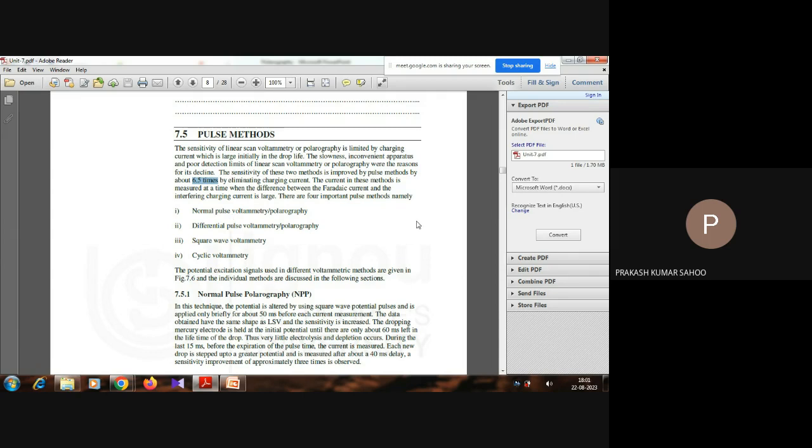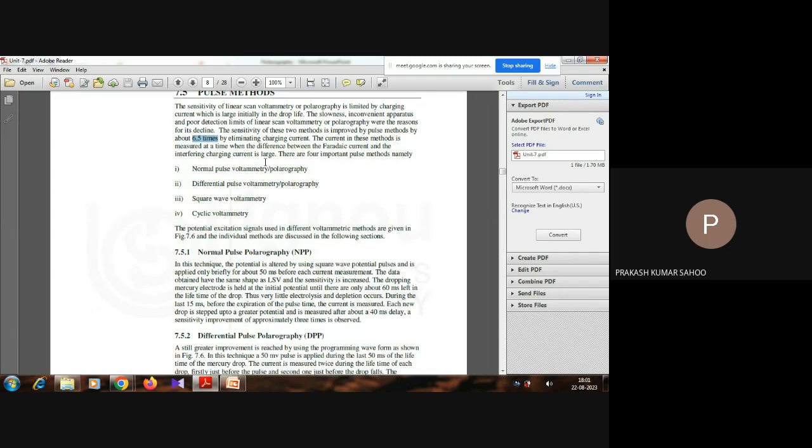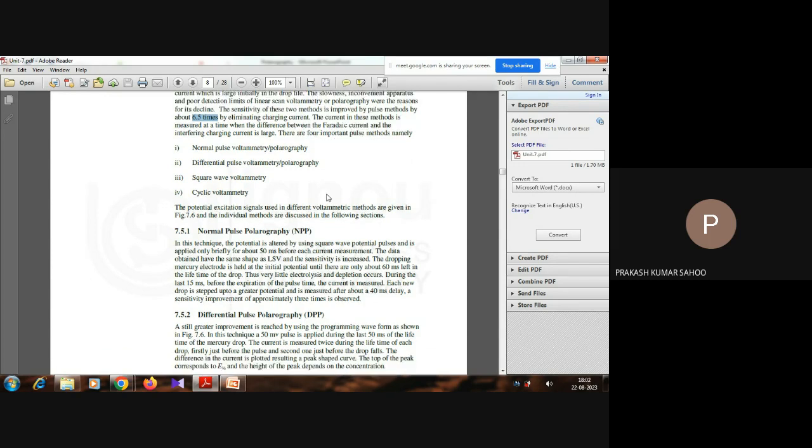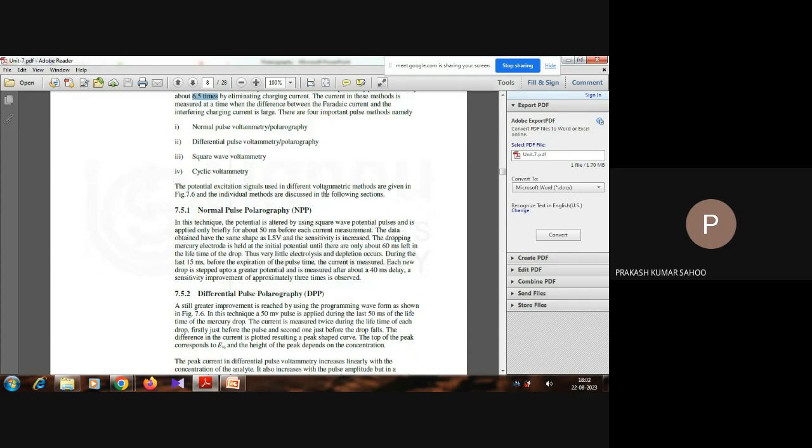The current in this method is measured at a time when the difference between the faradaic current and the interfering charging current is large. There are four important pulse methods, such as normal pulse polarography (NPP), then followed by differential pulse polarography (DPP), square wave voltammetry, then cyclic voltammetry.